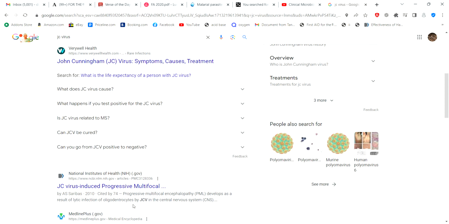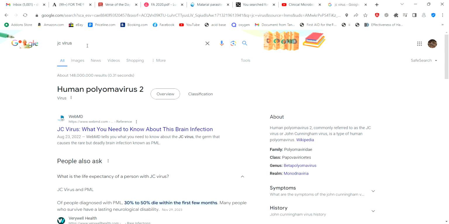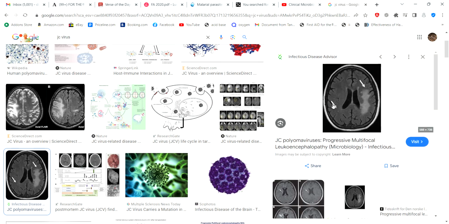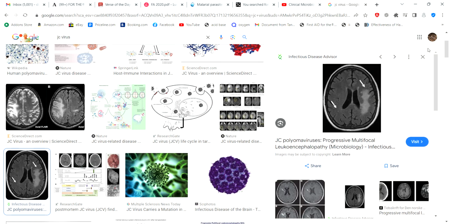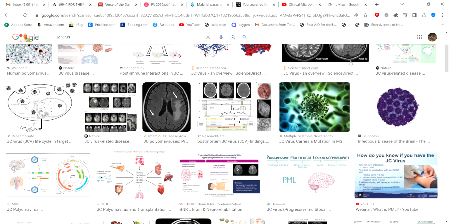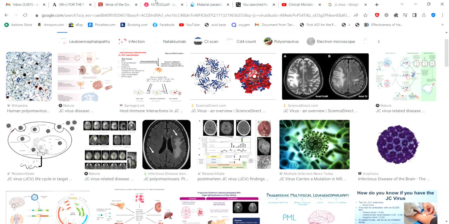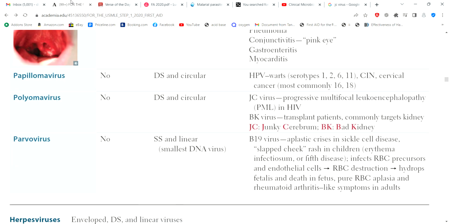It's a disease of oligodendrocytes. Destroys the white matter of the brain. Okay. This right here. See this? That's what JC virus looks like. Next. Okay, I'm just gonna make a note of this.